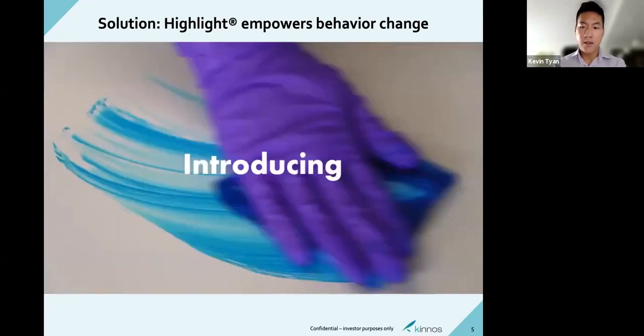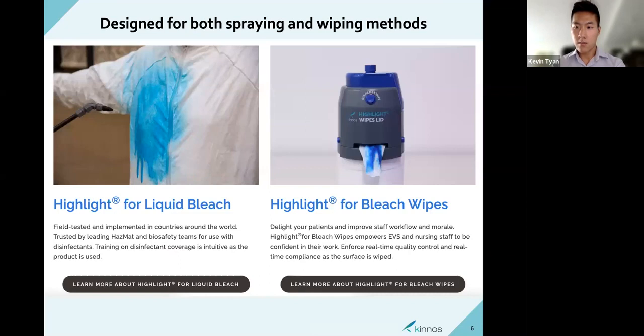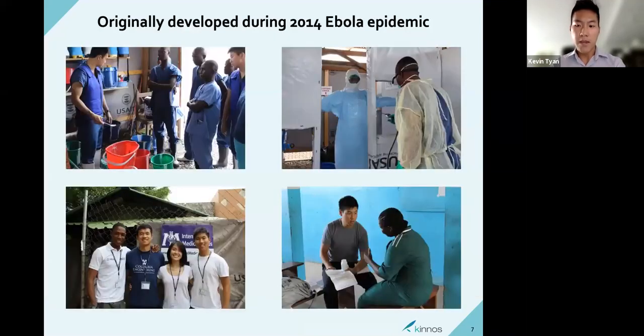And so the Highlight technology was designed for 2 formats, sprays or wipes. And originally, we were inspired to develop the sprays technology in 2014 in response to the Ebola outbreak in West Africa. So a major problem during that epidemic was ineffective, improper disinfection of PPE, of the care environment, of other fomites. You know, with the case fatality rates as high as 90% in past outbreaks, every preventative step should have absolutely no room for error. And those were the parameters that we were designing around when we started this company.